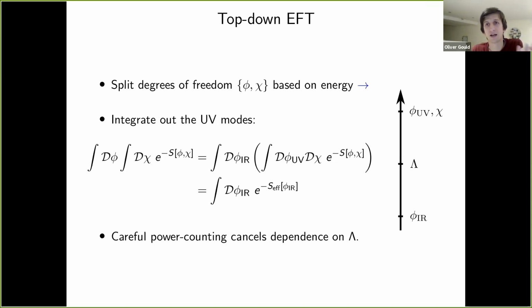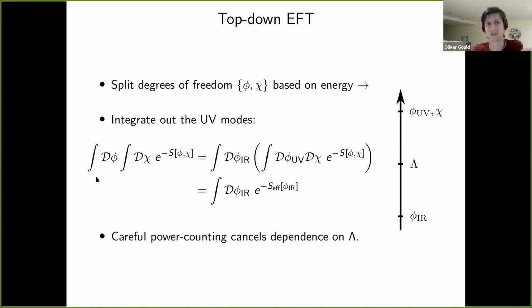So imagine we have some degrees of freedom, phi and chi. We split them based on their energy. Here on this line, this is energy, higher energies up and lower energies down. Capital lambda is our cutoff, our split. Everything above capital lambda is high energy, and everything below capital lambda is low energy, or infrared and UV. I'm assuming we're in a case where phi has a low mass, so it has IR modes, and chi has a high mass, so all of its energies are above capital lambda, so it has no IR modes. But of course, phi also can have UV modes, because it can have high momentum.